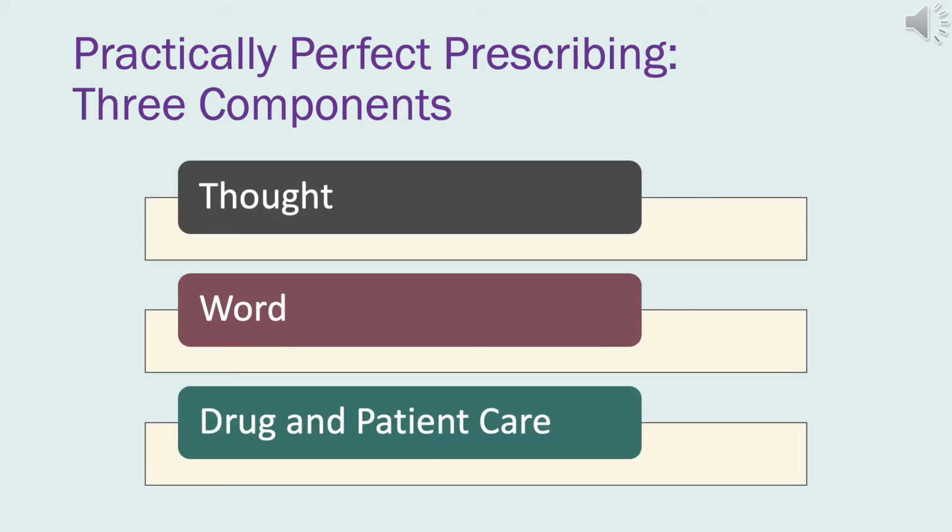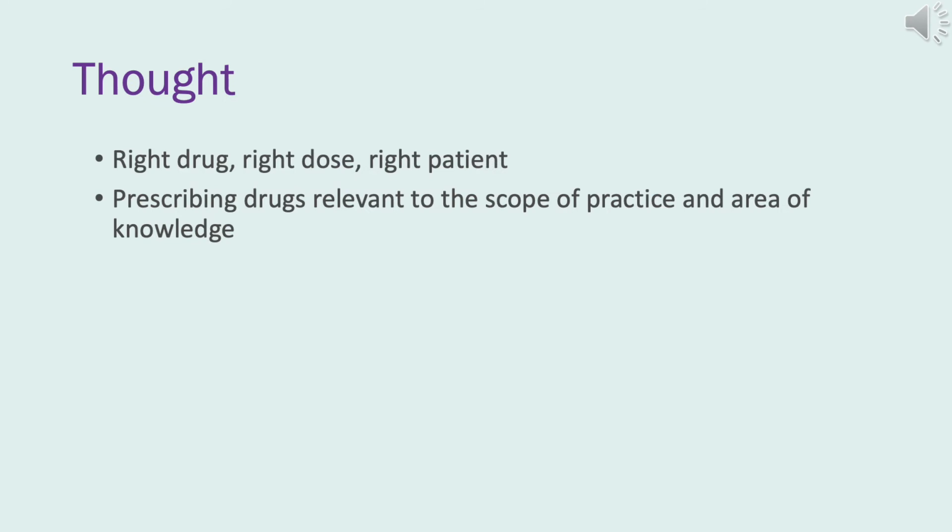Now let's move on to some of the aspects of prescription writing itself. The components of practically perfect prescribing that we will review include the thought, word, as well as drug and patient care. The thought that goes into writing a prescription includes asking oneself, is it the right drug, right dose, right patient, right reason, etc. Prescribing must also be within your scope of practice and within the limits of your knowledge and expertise.